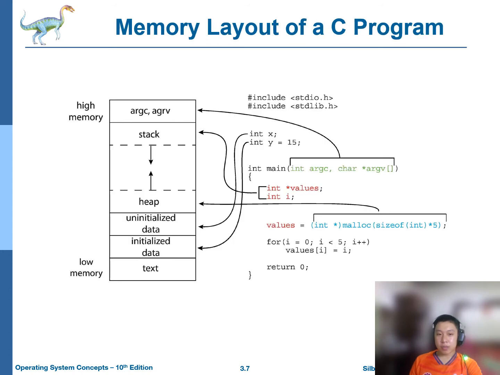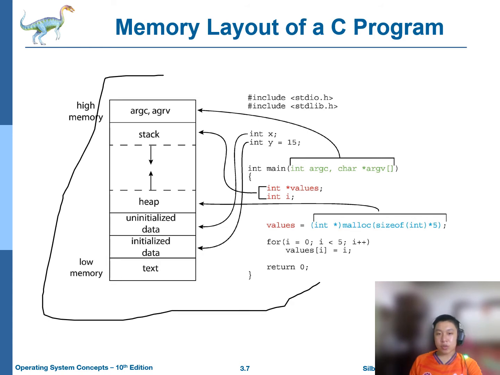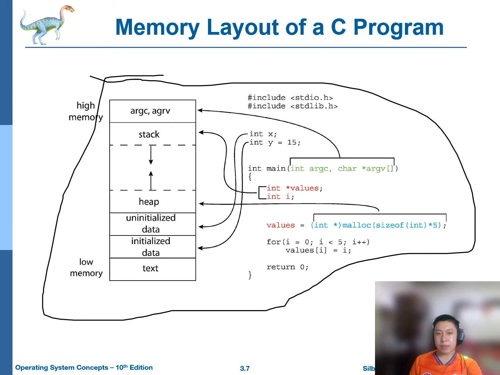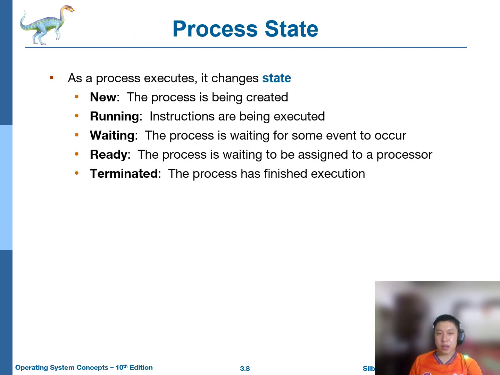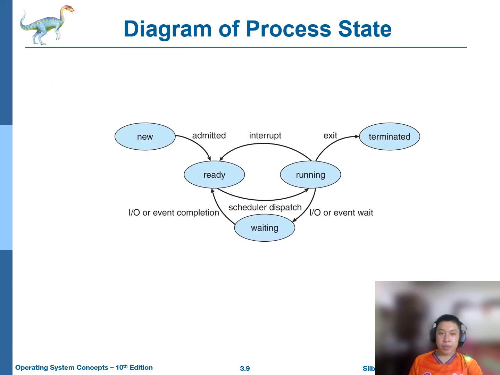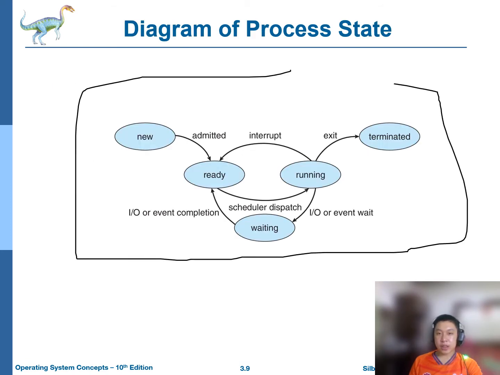Here is the memory layout of a C program. Next, process states: new, running, waiting, ready, and terminated. New: the process is being created. Running: instructions are being executed. Waiting: the process is waiting for some event to occur. Ready: the process is waiting to be assigned to a processor. Terminated: the process has finished execution. This is the diagram of process states.